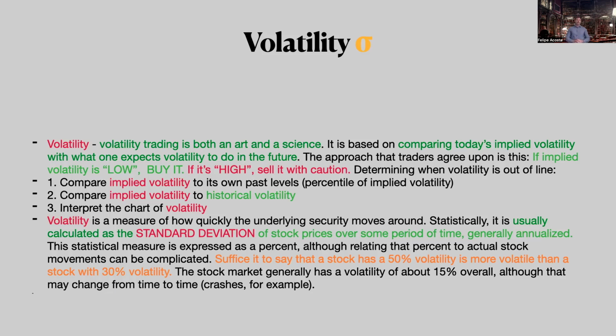Volatility is a measure of how quickly the underlying security moves. Statistically, it is usually calculated as the standard deviation of the stock price over a period of time. The statistic is expressed as a percentage, although relating that percentage to the actual stock movement can be complicated. Suffice to say that a stock with 50% volatility is more volatile than a stock with 30% volatility. The stock market generally has a volatility on average of 15% overall, although that may change from time to time, and that would occur during crashes and so forth.